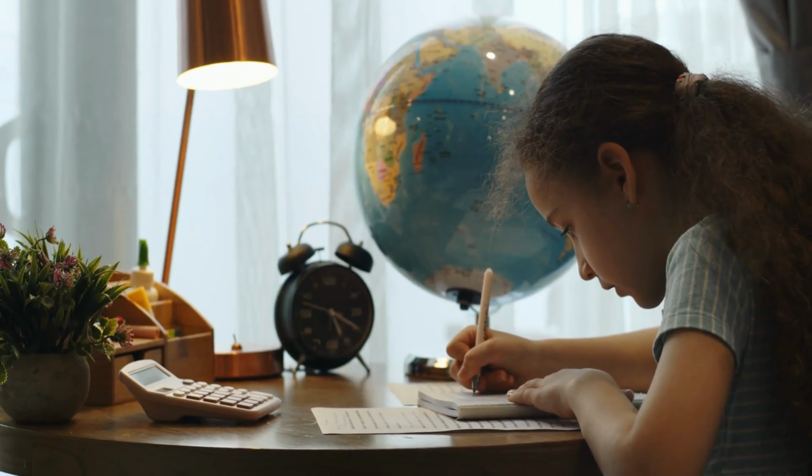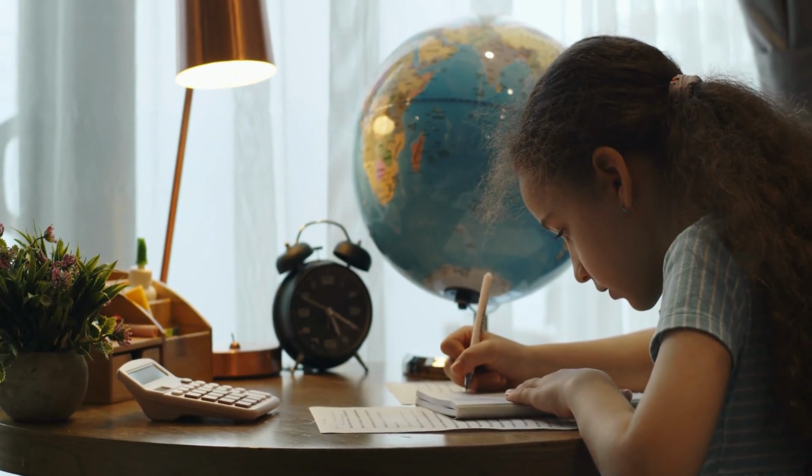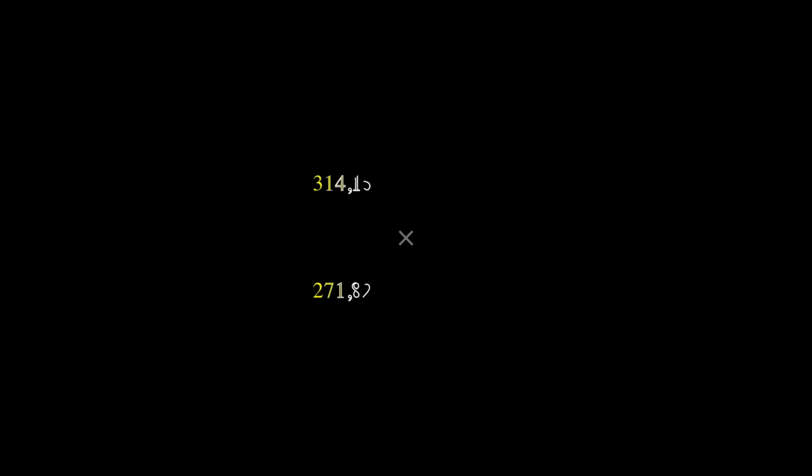Think back to grade school when you learned to multiply numbers on paper, rows of digits, partial products, and carrying columns. For small numbers, it feels routine. But here is the question computers face every second. What is the fastest possible way to multiply two numbers each with thousands of digits?